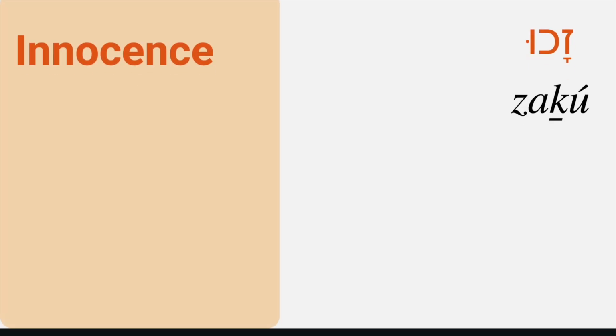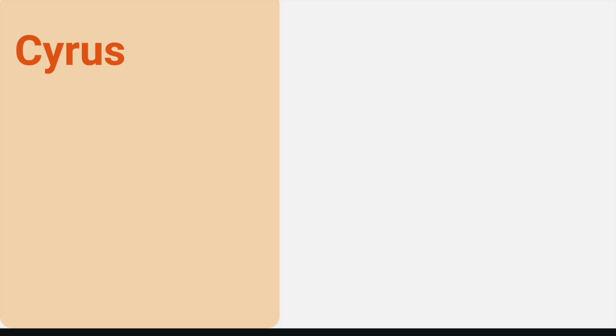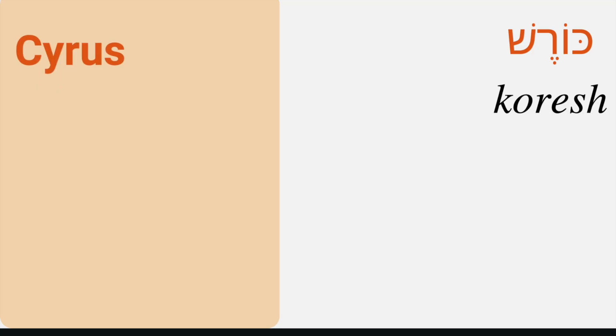Innocence. Zachu. Zayin, Kaf, Vav, zachu. Cyrus, the Persian or Achaemenid king. Cyrus, also labeled as a Messiah in the Hebrew Bible. Koresh.